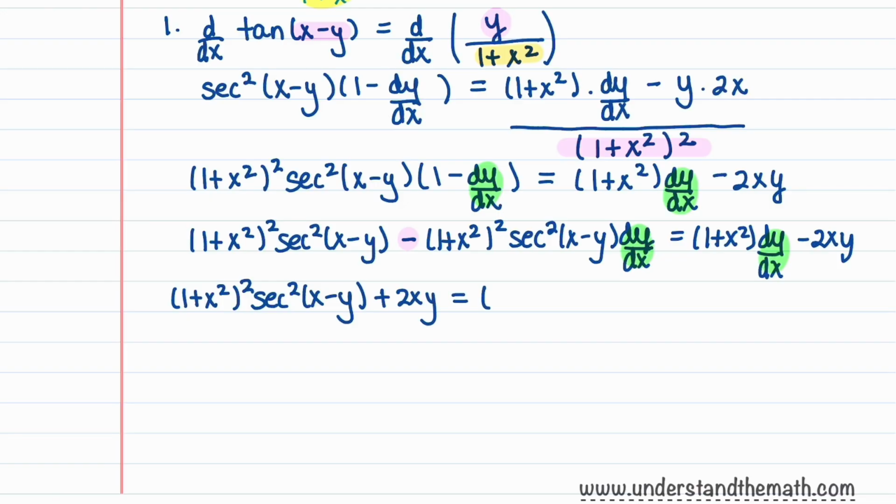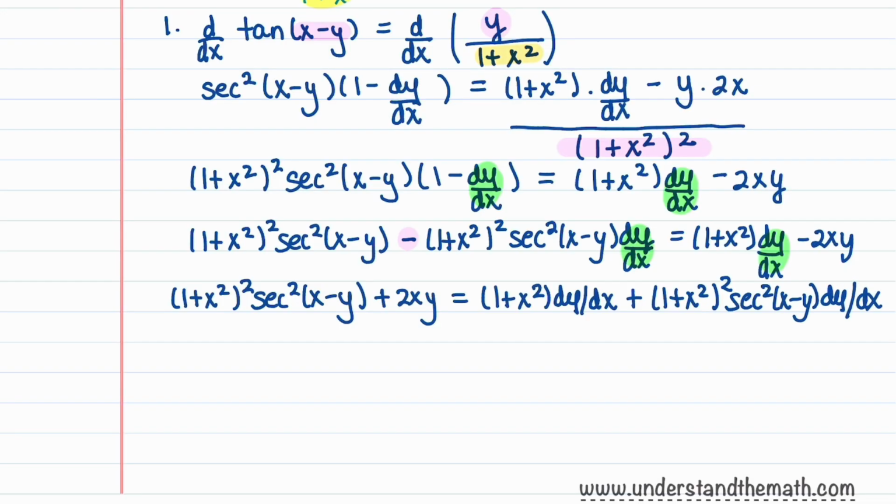And then on the right, we have a 1 plus x squared dy dx. And then we're going to add 1 plus x squared squared secant squared x minus y dy dx. I think the hardest thing of implicit differentiation is solving for dy dx. And I just realized that this was our second step, so I'm going to put a 2 there.